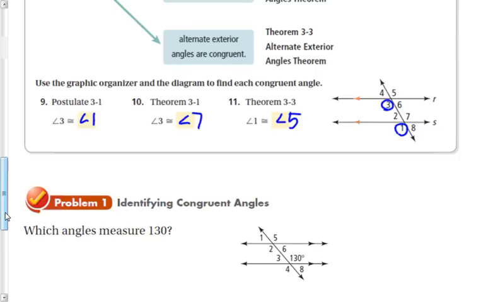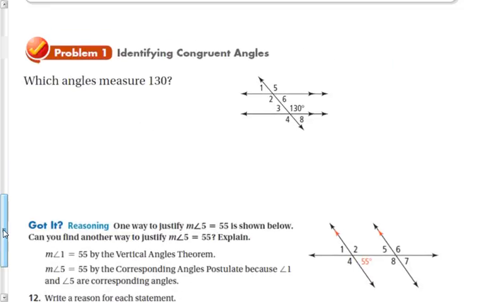All right, so we're going to use these ideas to help us figure out some angles and to do some proving here. Which angles measure 130? Well, according to the corresponding angles postulate, if two parallel lines, and these little arrows indicate that they're parallel, are cut by a transversal, then the corresponding angles are congruent. So the measure of angle 5 is equal to 130, and that's by the corresponding angles postulate.